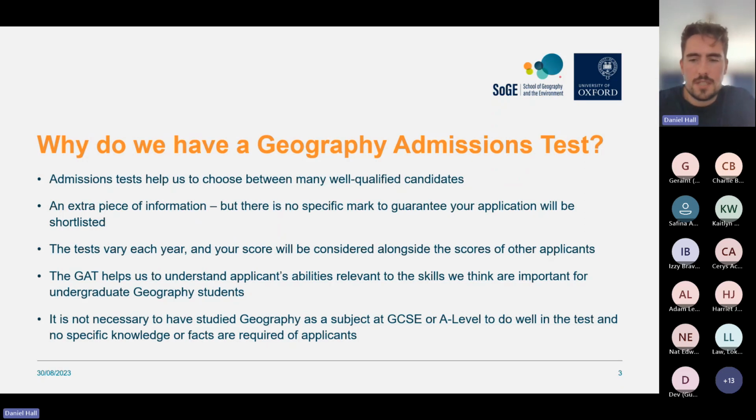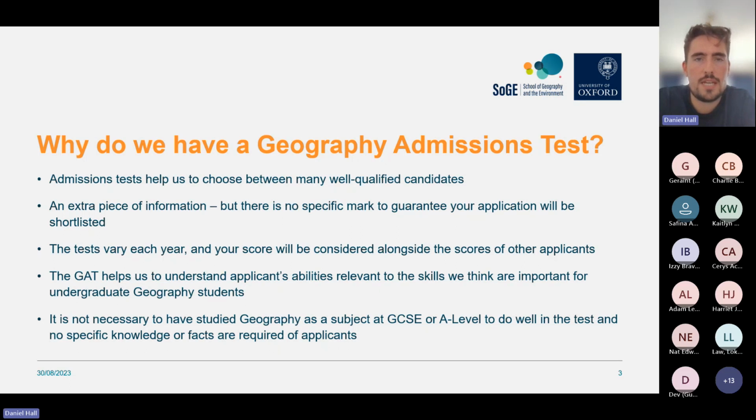So why do we have a geography admissions test? Admissions tests across different subjects at Oxford help us to choose between the many, many well-qualified candidates that we receive applications from. It's an extra piece of information that we have as part of your application, but there is no specific mark to guarantee that your application will be shortlisted. So it's not a pass or fail. There's no mark that you necessarily need to hit.